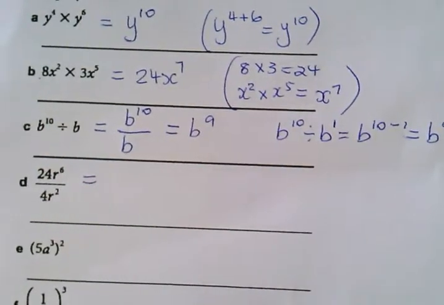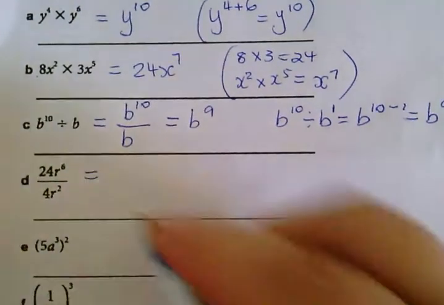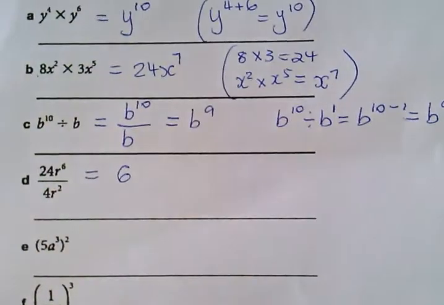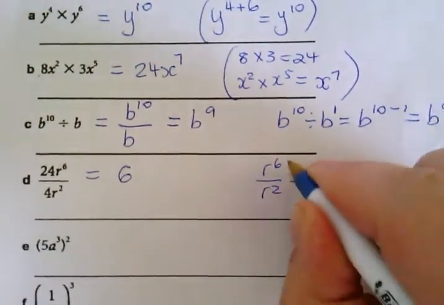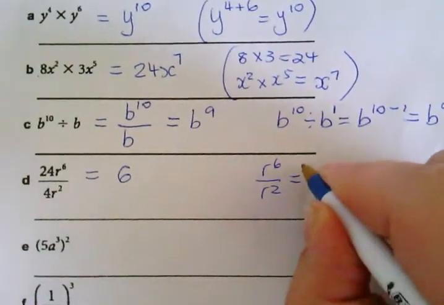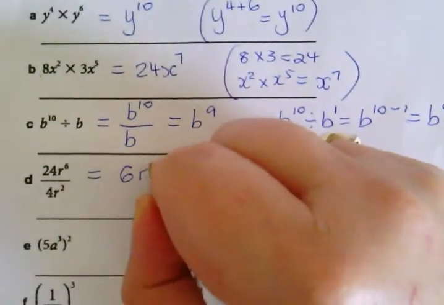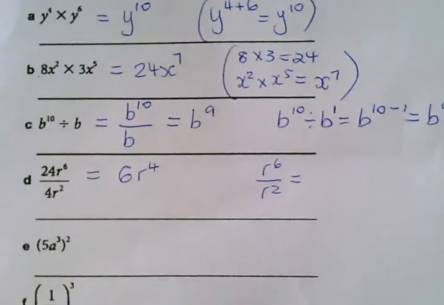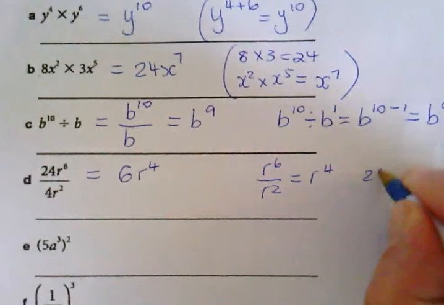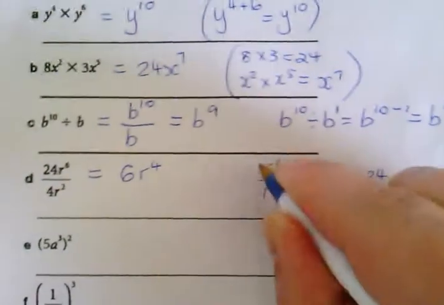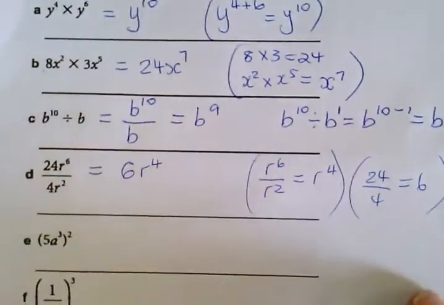The next question, do the numbers first. So 24 divided by 4 is, what have we got? 6. And r^6 over r^2, what's that equal to? What does that equal? r^4 on the top. All right? That's r^4. And your 24 over 4 was 6. You can sort of do it in 2 bits.